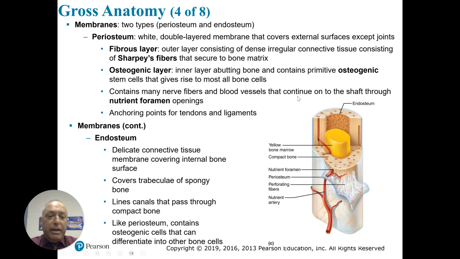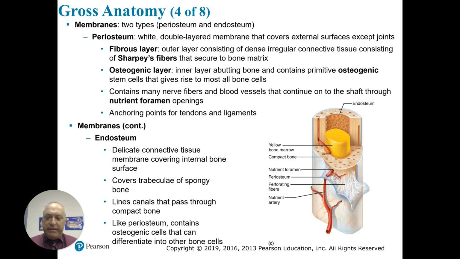There are also many nerves and blood vessels that continue to the shaft through the nutrient foramen openings. And there are anchor points for tendons and ligaments. So we've got the endosteum on the inside and the periosteum on the outside. These are our two membranes.